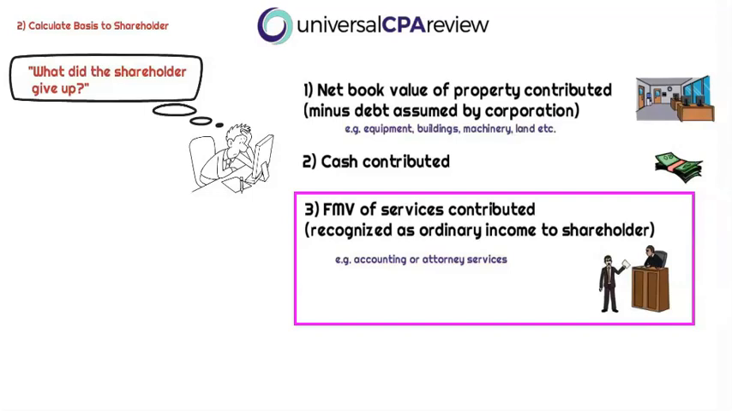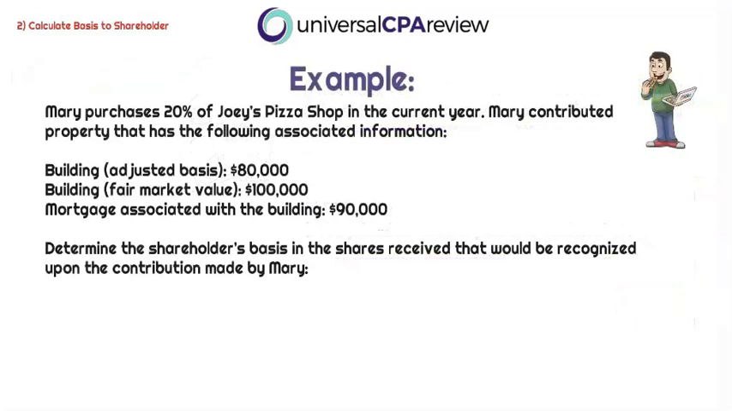Okay, so for now, let's go through a couple of examples related to the basis to the shareholder in the shares that they are receiving from this contribution. Okay, Big Bad Mary once again is purchasing 20% of Joey's Pizza Shop in the current year. Okay, so property contributed is going to be a building worth $80,000. Fair market value of that building, same $100,000, and the mortgage associated with the building is going to be $90,000. Question is now asking for the basis in the shares received by the shareholder.